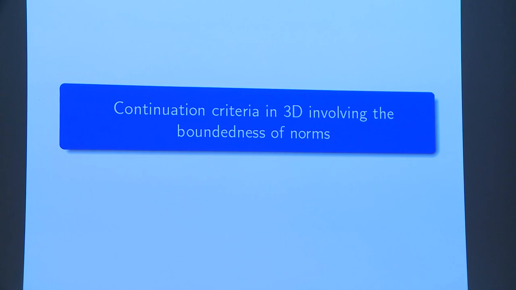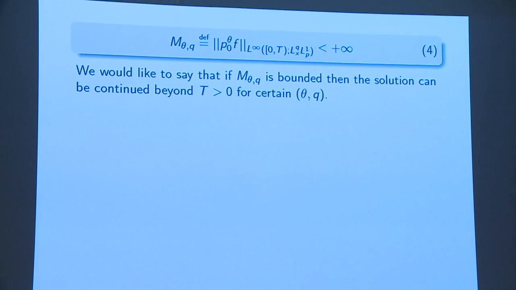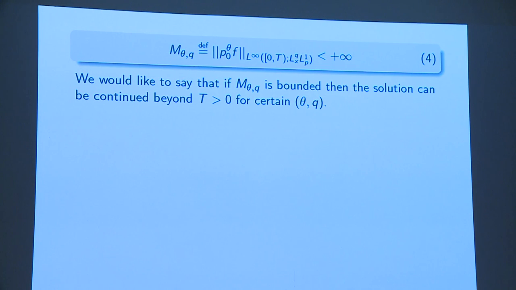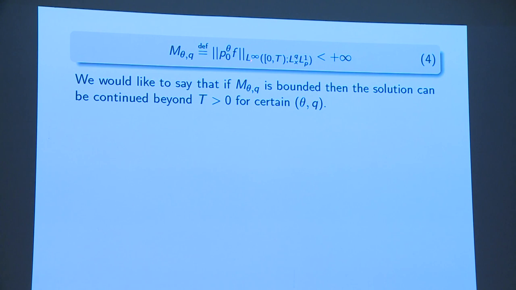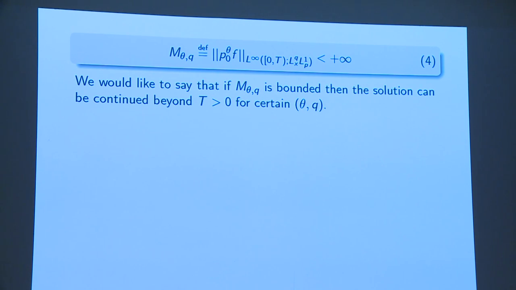So now we have a continuation criterion in 3D involving the boundedness of norms. This is the quantity that we want to study, M theta q, where M theta q is the norm of (p0)^theta f in L infinity in time, Lq in space, L1 in momentum. And we want this to be finite, and we would like to say that if M theta q is bounded, then the solution can be continued beyond t for a certain theta q.